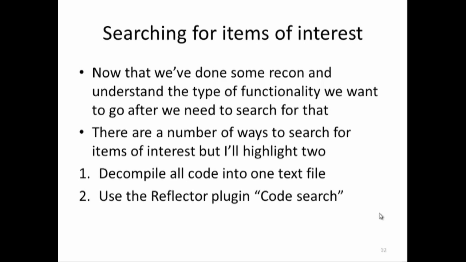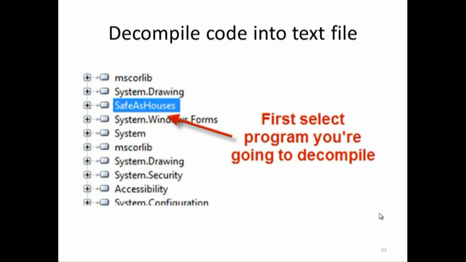So now you want to search for items of interest. You know, say 4 things you want to look for. So how do we go about searching for them? Number of ways to do this. I'll highlight just 2 of them. One is to decompile all the code into one text file. And the second one is to use the Reflector plugin called Code Search. I'll kind of talk about pros and cons of both here.